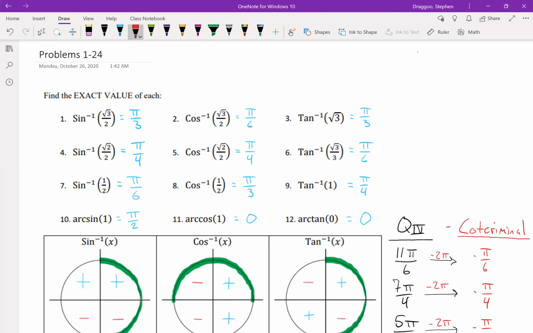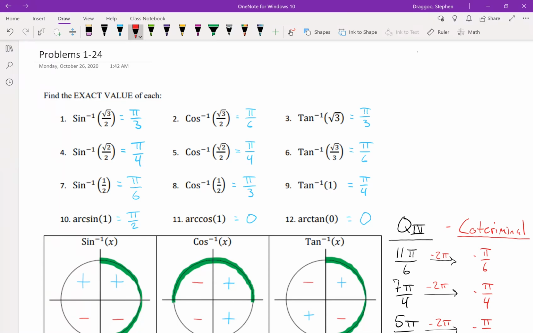We can look at the same thing for each of the basic values for sine, cosine, and tangent. So in problem 2, we're taking the cosine inverse of root 3 over 2, which is roughly the same as asking, the cosine of what angle is equal to root 3 over 2. And again, from the unit circle, we know that value is pi over 6. And we can go through all of those values here in problems 1 through 12.